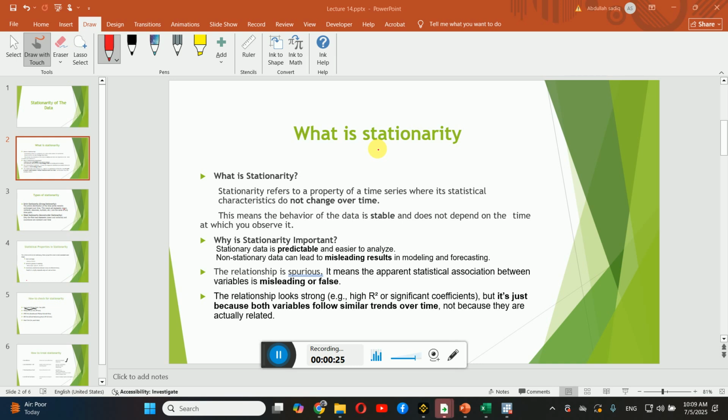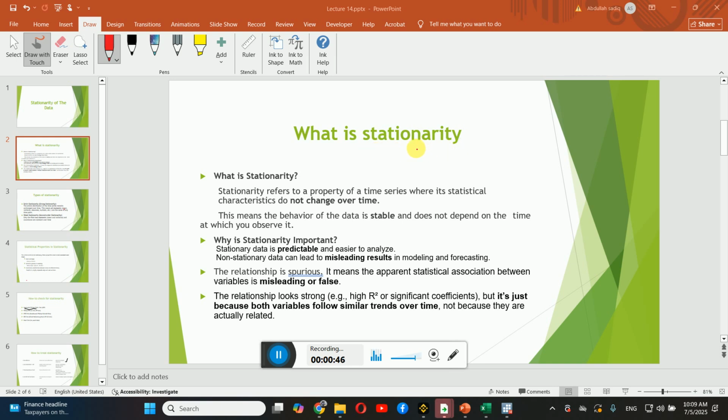And the purpose behind those assumptions was simply clear: just to make sure whether the model is BLUE or not, whether the ordinary least squares method we are using for estimating the parameters is a best linear unbiased method or not, right? So today's lecture, dear students, we are talking about stationarity.